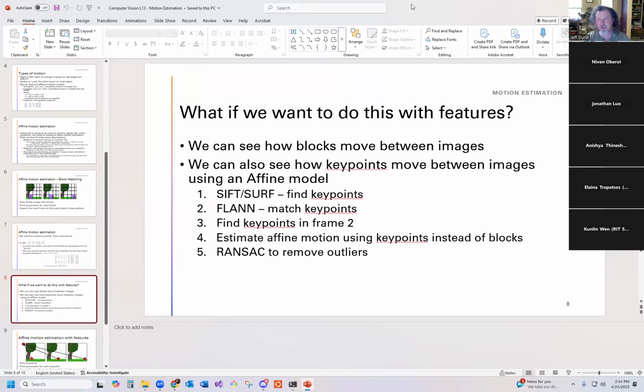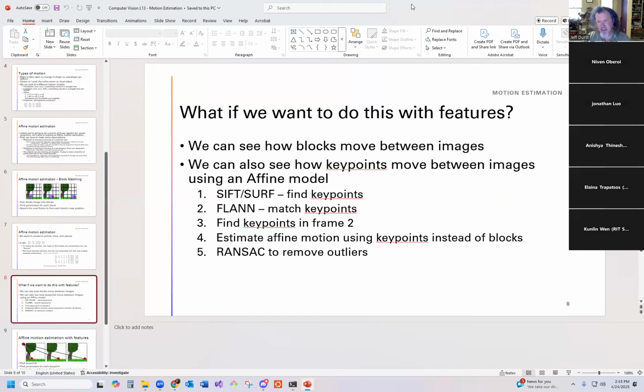So that is block search, which is terrible. The much, much better way to do this is with features, right? We've spent a whole semester figuring out how to find, extract, and match features, and now we get to actually do something with that information. And motion estimation using features, like I said, is much, much better and much, much faster.